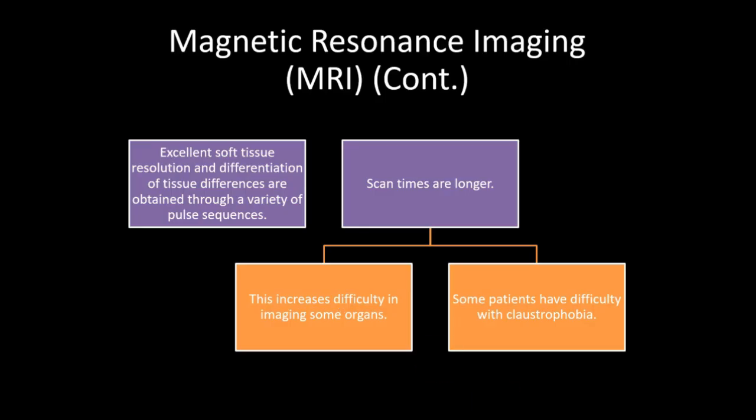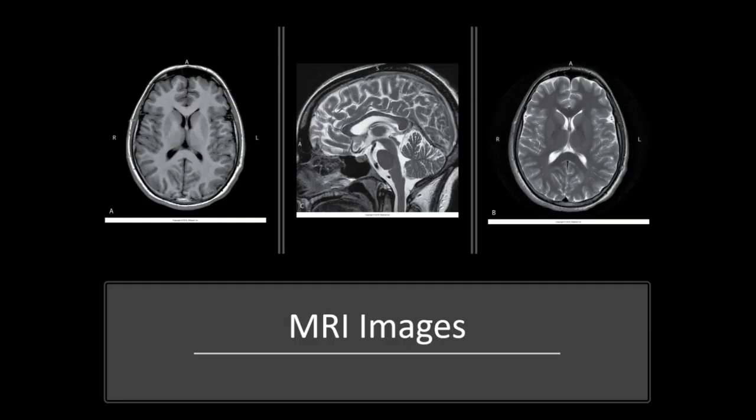So looking here on MRI, it's excellent for soft tissue resolution and differentiation of tissues. Differences are obtained from a variety of pulse sequences. Scan times are longer. This increases the difficulty of imaging some organs, especially the heart. Some patients have difficulty with claustrophobia. We have a lot of new scanners that are open, and patients do a lot better with them. So here is some MRI. We have axial, this looks like a T1, and we have a T2 sagittal and a T2 axial there.